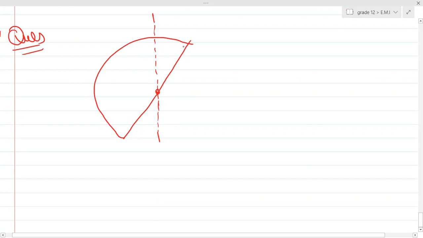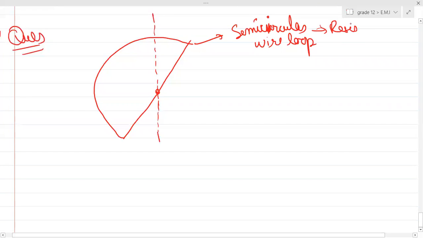Yes, can you see a semicircular wire loop? This is a semicircular wire loop. Resistance is capital R and radius is A. This radius is A, okay? And can you see it is hinged about its center?